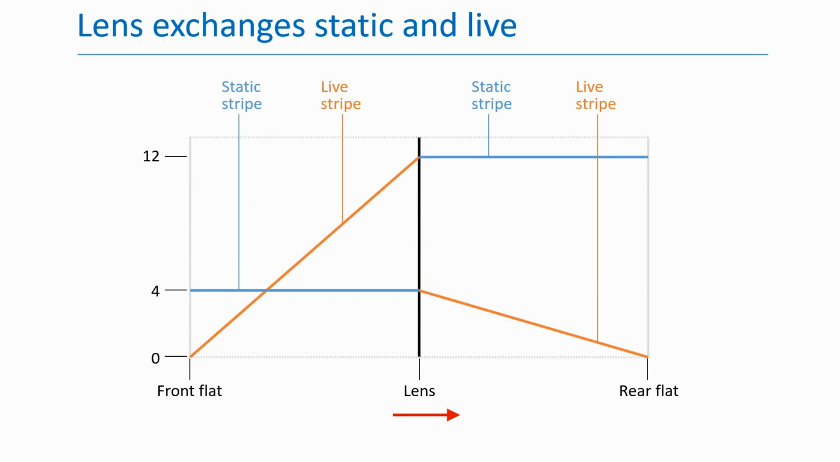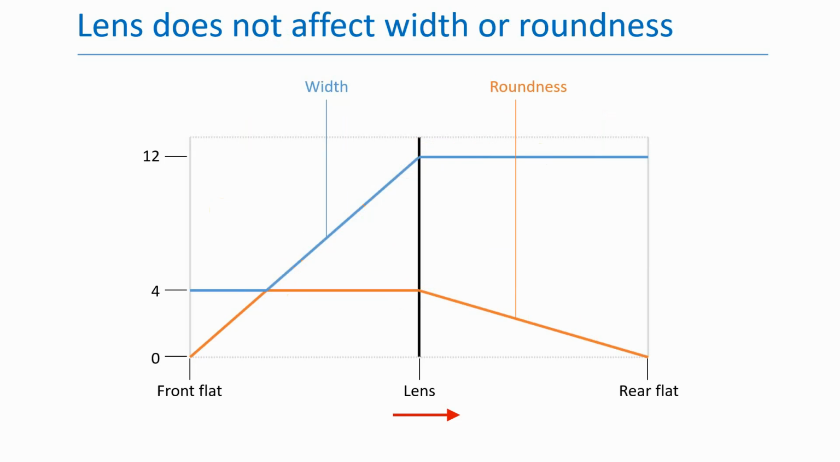The principle of the lens is that it changes static into live and vice versa. In this example, just before the lens, the static stripe is 4 and the live stripe is 12. The lens instantaneously exchanges these values so that the static stripe is 12 and the live stripe is 4. The other effect of the lens is to change the beam from diverging to converging. Note that while static and live are exchanged at the lens, width and roundness both stay the same.